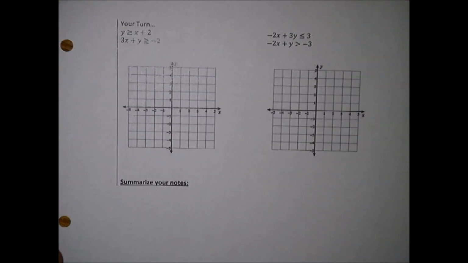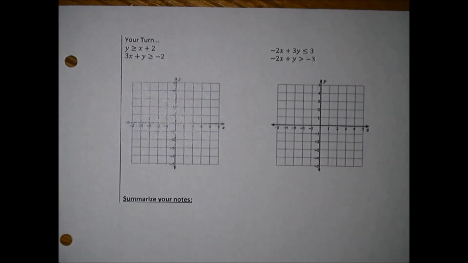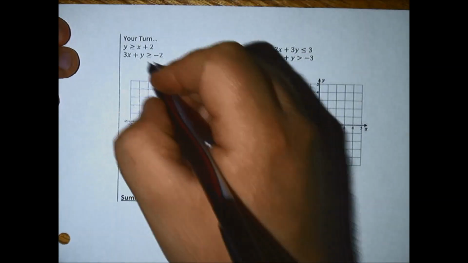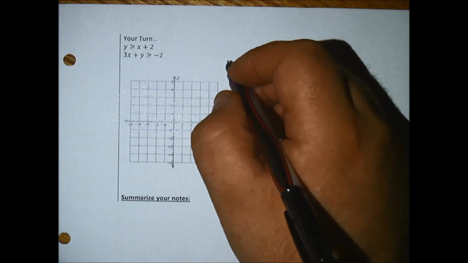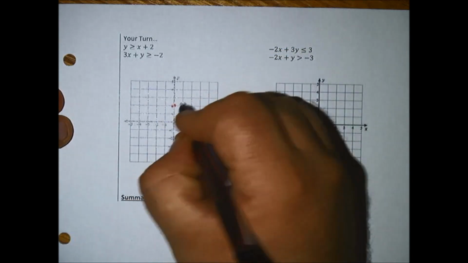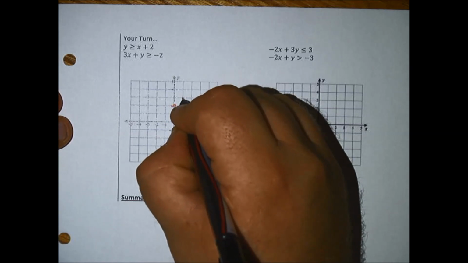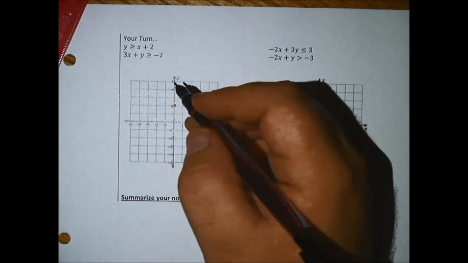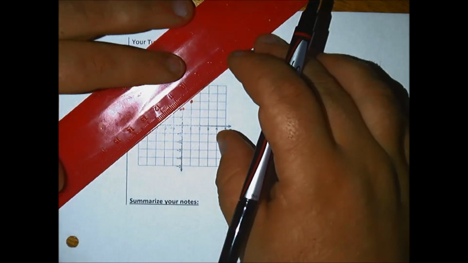All right, and what I want you to do now is go ahead and pause the video and try these two problems. Okay, welcome back. Hopefully I had a chance to get those done. For the first one, it's already in slope-intercept form, so I'm just going to use that. Okay, I'm going to start at +2. I go up 1 and over 1. Sorry, I was having a brain freeze. Okay. And that is a solid line because that's a greater than or equal to. So I'm going to have a solid line right through there.